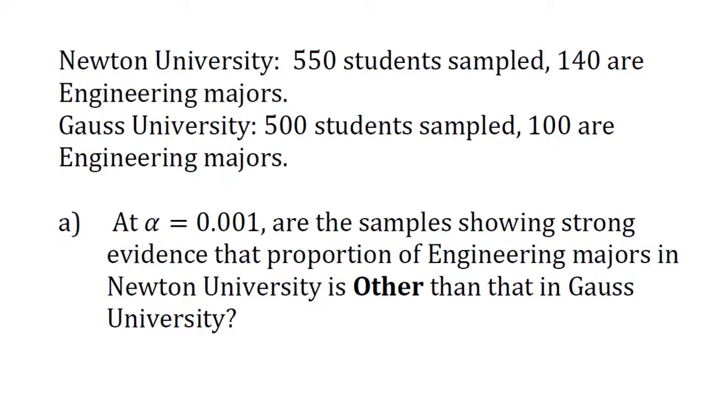And here I apologize for the very sketchy description of the two samples, but it should be descriptive enough. So from Newton University, we sampled 550 students from the university student population, and we found out that 140 of them are engineering major. And then in the same way, we sample 500 students from Gauss University, and in that sample of 500 students, we found 100 of them are engineering majors.